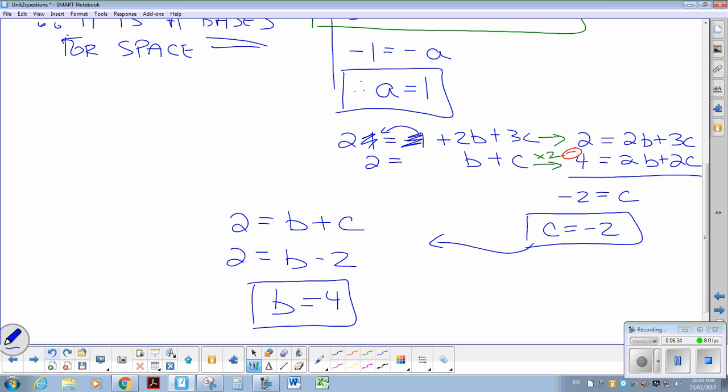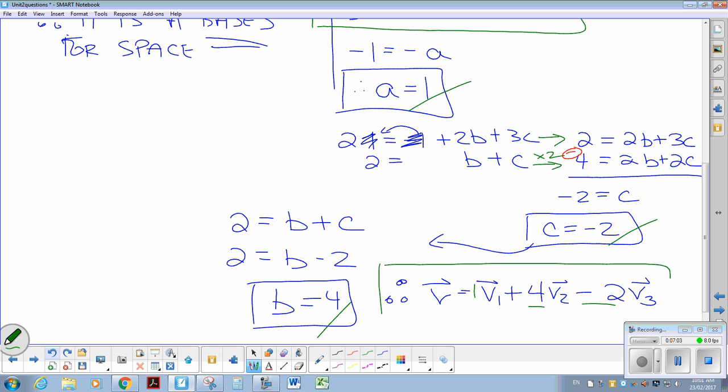So therefore, final answer, that V vector can be determined by taking vector V1 plus 4 times V2 minus 2 times V3. So those coefficients that we just found, the a, the b, and the c value, become the 1, the 4, and the negative 2 in the equation. And that's how you'd write up your final answer.